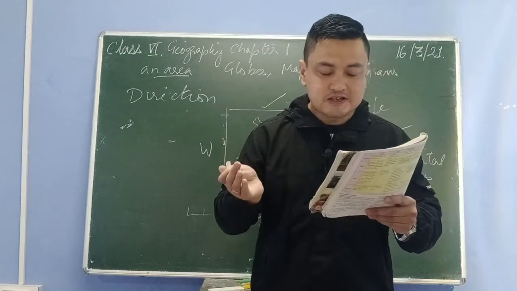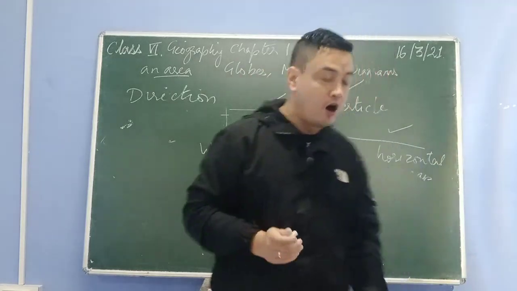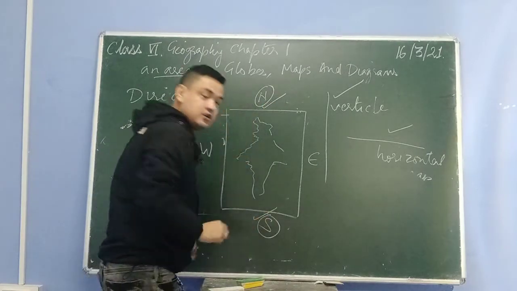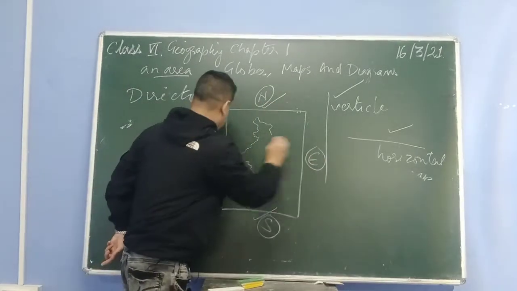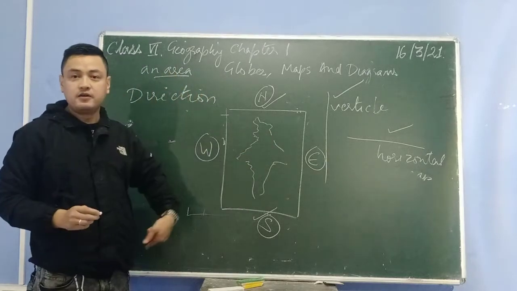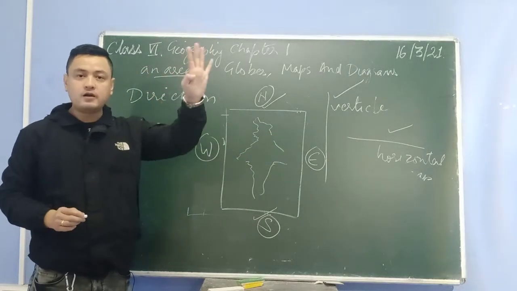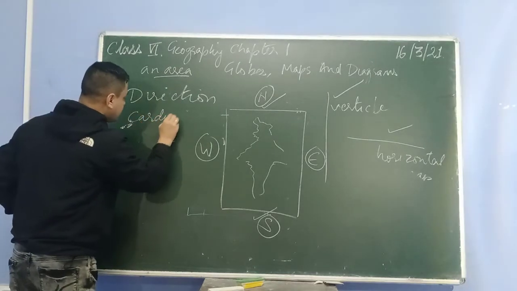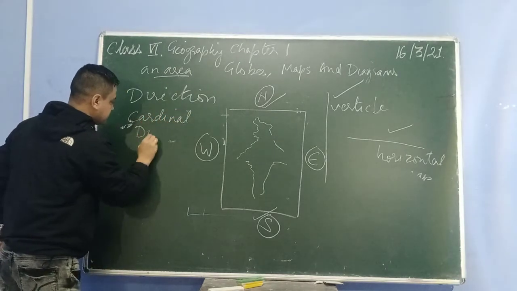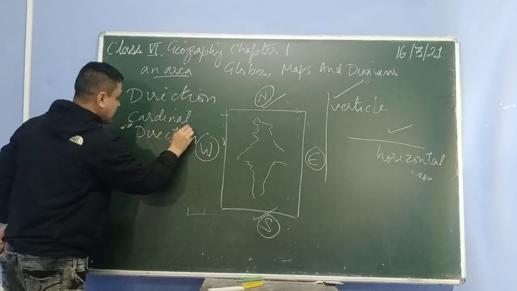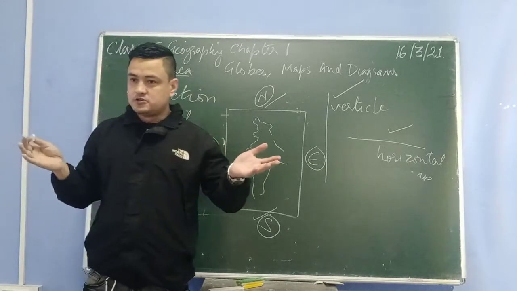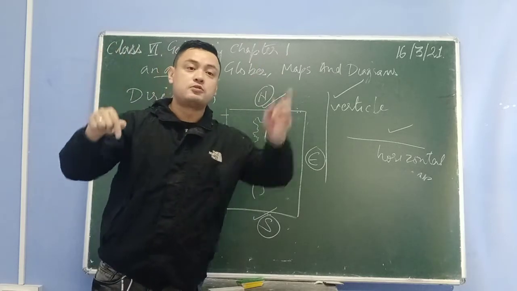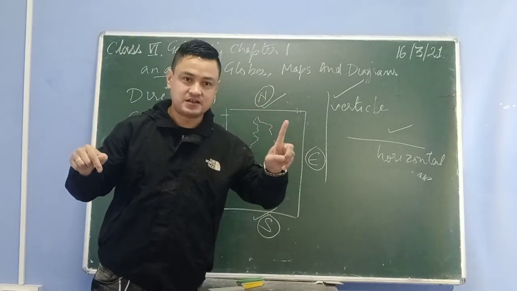North, south, east and west are the four cardinal directions. Now, how many directions are there? North, number 1. Number 2 is south, east and west. How many directions are there? 4. These 4 directions are called what? Cardinal directions. It is known as cardinal directions. So when I say cardinal direction, you have to automatically understand I am talking about north, south, east and west.